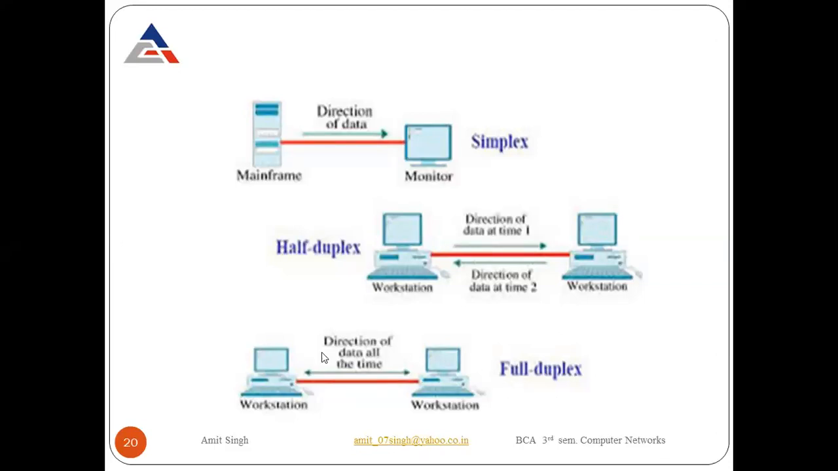The next is the full duplex. In this case, first you can check the arrow is there, the direction is on both sides. Look at this, arrow is there, also the arrow is there, direction of the data all the time. What it means, in the case of full duplex, both the systems can receive and send the data at the same time. The best example is cell phones. At the same time, we can speak or we can hear, either on the sender side or the receiver side. Clear? So these are the three different modes.